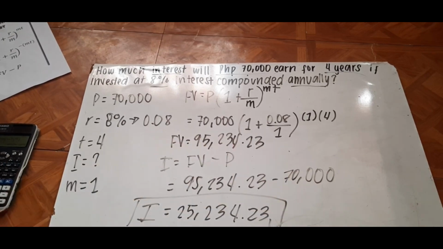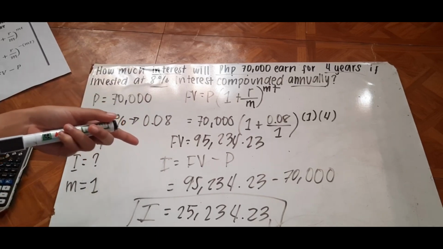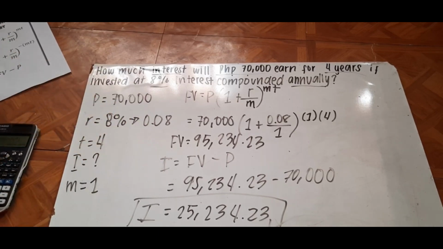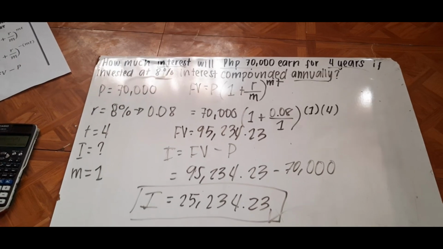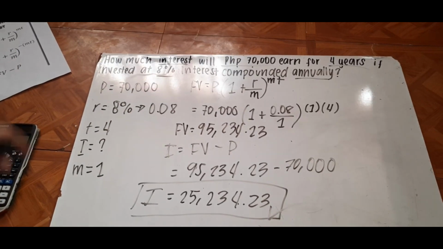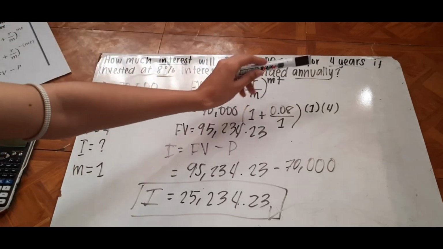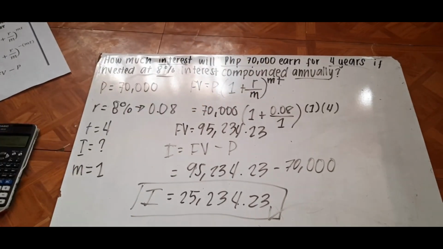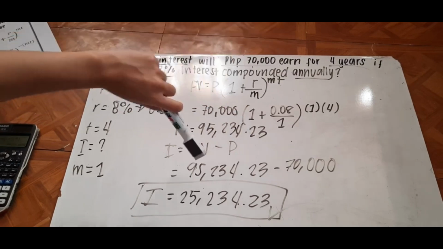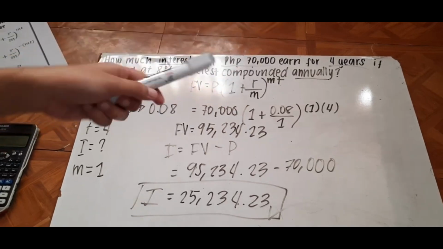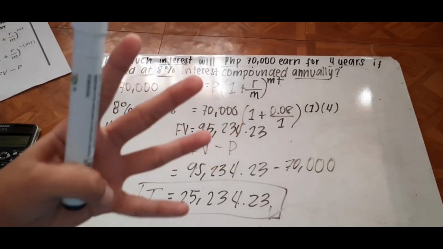As you can observe, the compound interest is worth more than the simple interest, even though it has the same given. It's because this has interest on interest on interest every year. Unlike simple interest, it is computed after the full term. So after 4 years, it's going to be computed, but in here, it's going to be computed every year for 4 years.